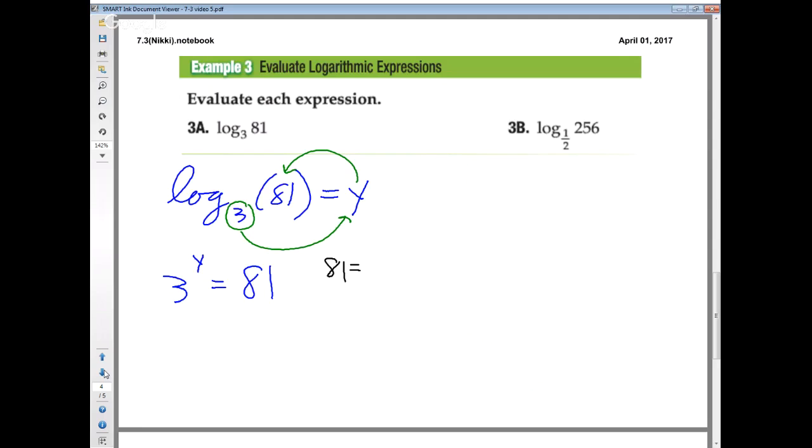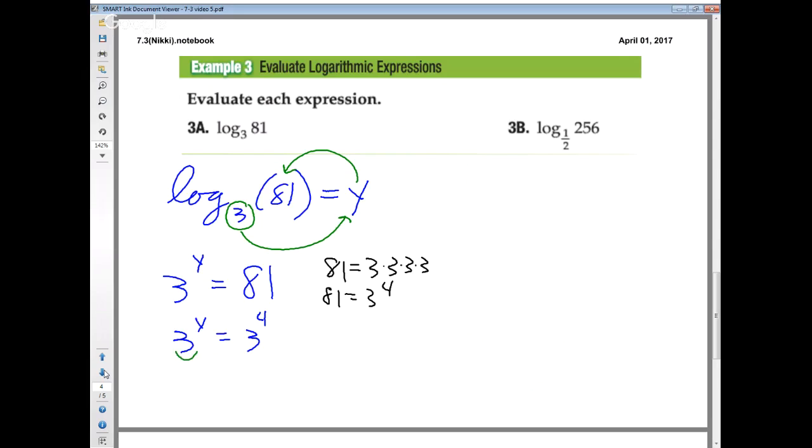And if you haven't seen it already, 81 is the same thing as multiplying 3 4 times. So in other words, 81 is the same thing as 3 to the 4th. So let's go ahead and use that fact to rewrite our equation. So we'll have 3 to the y, and that's going to be equal to 3 to the 4th. And that's what we get when we replace 81 with 3 to the 4th.